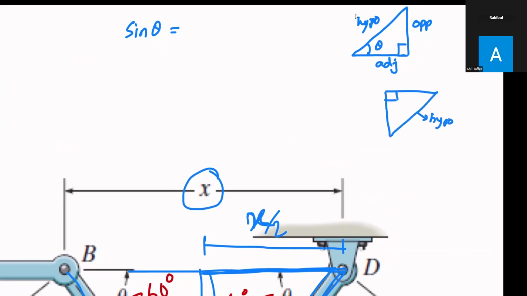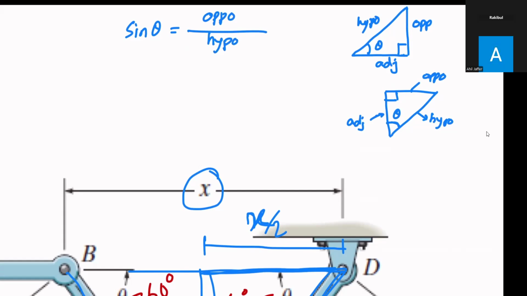If we take this as angle theta, then this becomes the adjacent. Adjacent means the side touching the angle, other than the hypotenuse. That is the angle we are taking, that is adjacent, and this is opposite. It is not like vertical or horizontal. Here opposite is horizontal, here opposite is vertical. So sine theta is basically opposite over hypotenuse.